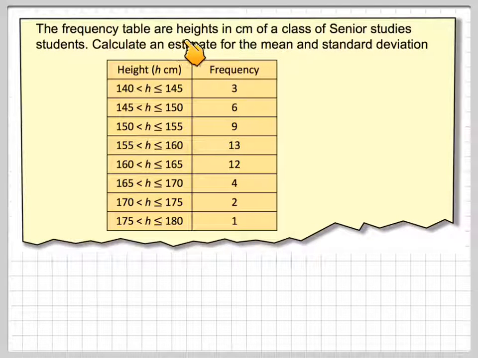The frequency table shows heights in centimetres of a class of senior studies students. Calculate an estimate for the mean and the standard deviation. So here we have the heights, which have been grouped in classes going up in fives, and here we have the frequency of each one.